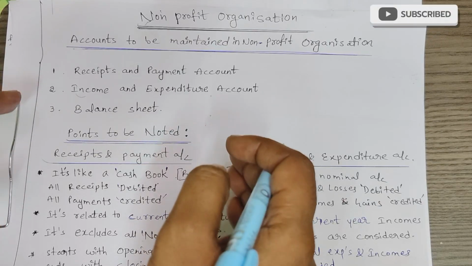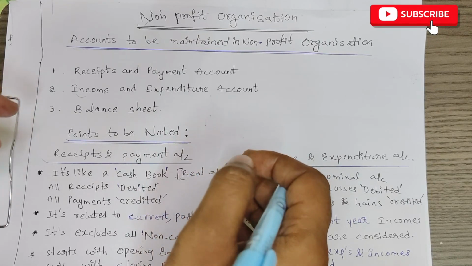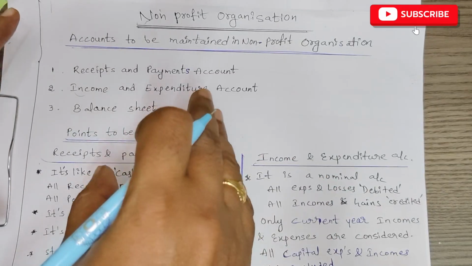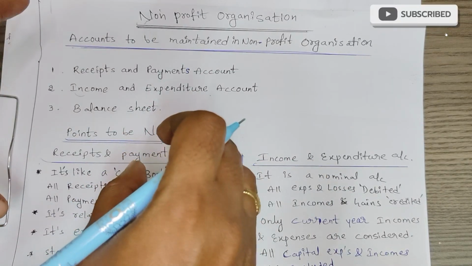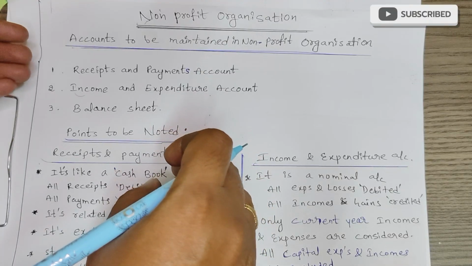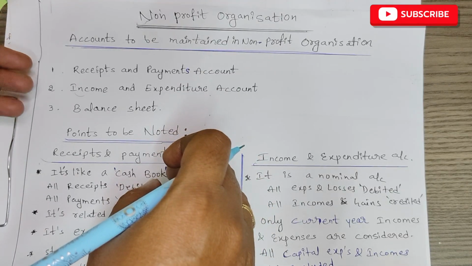Today we are discussing non-profit organization. This is the fifth unit of BCom second semester. What are the accounts to be maintained in the non-profit organization? Here we will learn. From a non-profit organization, we need to maintain three types of accounts.